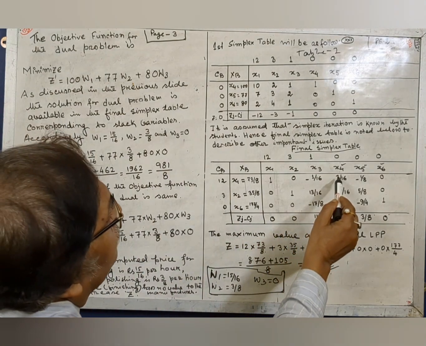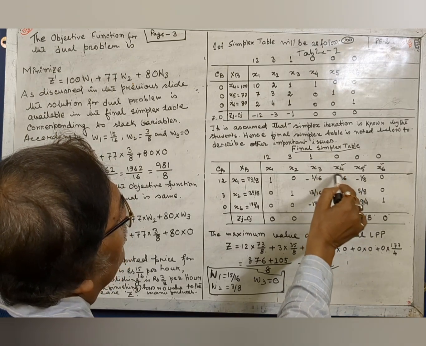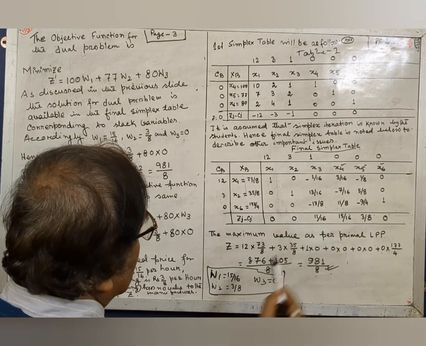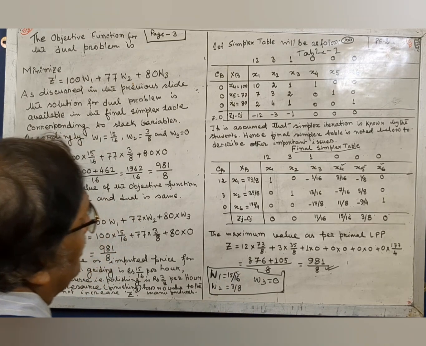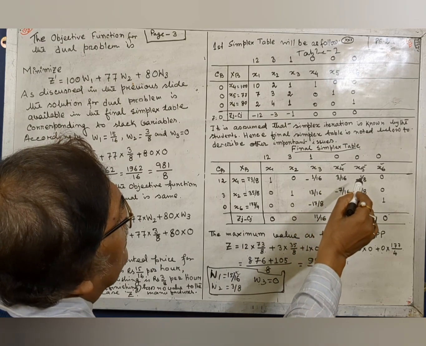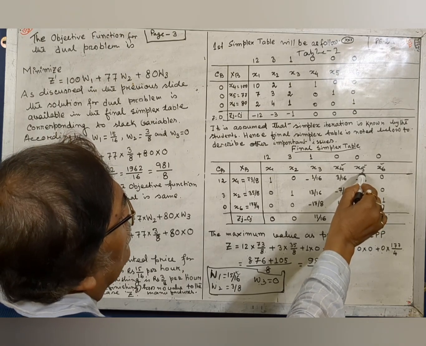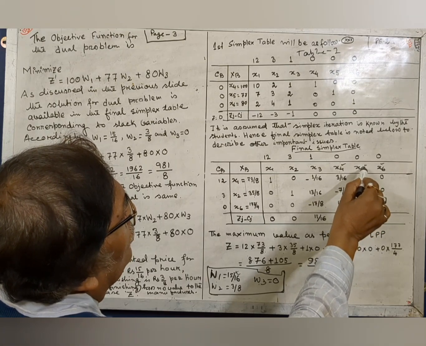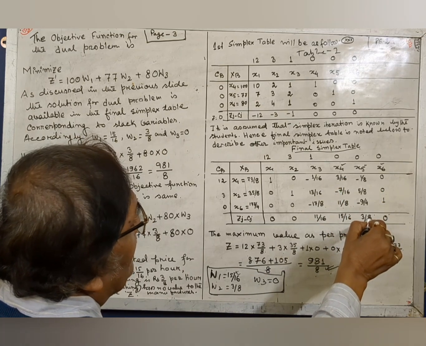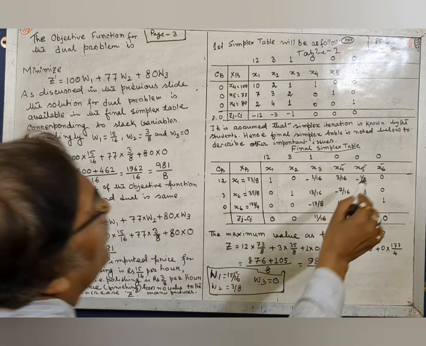Then the value of W1 will correspond to the slack variable x4 of the index row value, that is 15 by 16. That's why I have already written W1 is equal to 15 by 16. And the value of the second dual variable, that is W2, will correspond to slack variable x5, that is 3 by 8, from the index row.